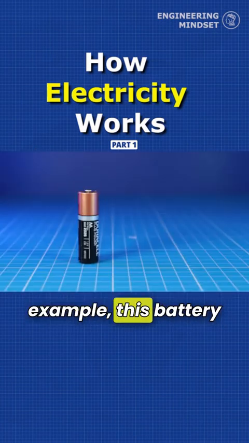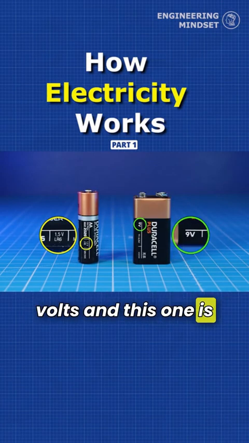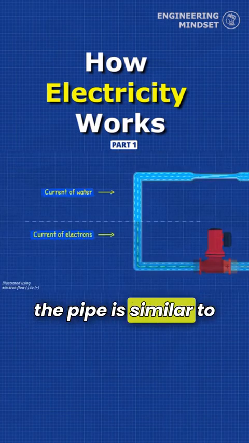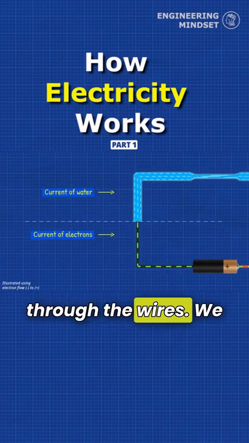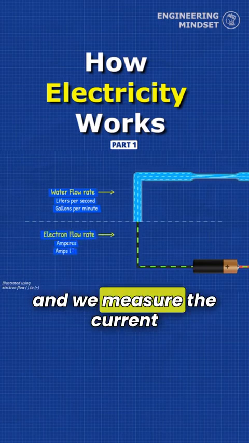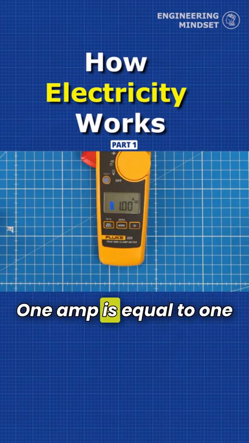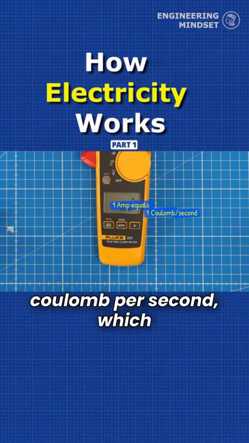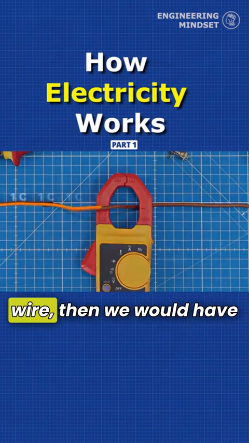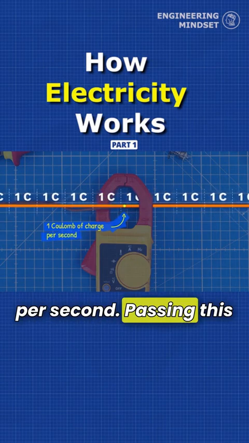For example, this battery is rated to provide 1.5 volts, and this one is rated for 9 volts. The water flowing through the pipe is similar to the electrons flowing through the wires. We measure the flow rate in quantity per time, and we measure the current in amperes, or just amps. 1 amp is equal to 1 coulomb per second, which means that if 1 amp was flowing through this wire, then we would have 1 coulomb of charge per second passing this point.